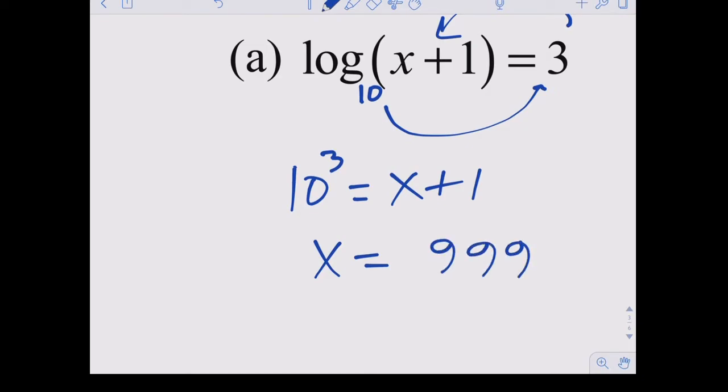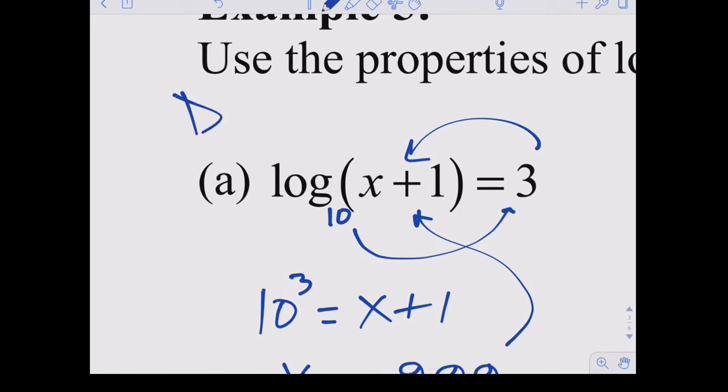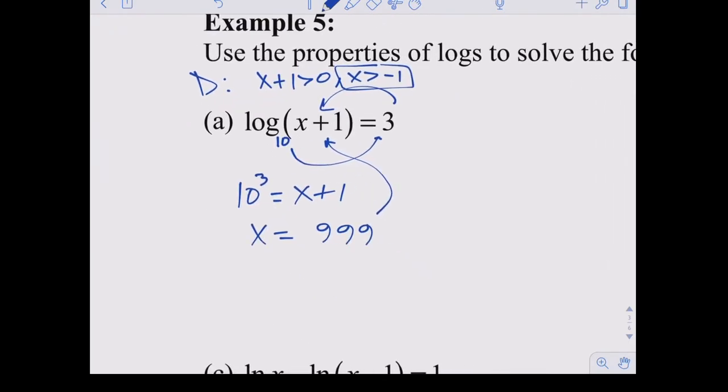Now, you want to make sure that it works. When you convert the problem, you need to make sure it works. Plug in 999 plus 1. Is that a positive number? Yeah. In fact, if you want to find the domain of the log equation before you start, take your argument, x plus 1, and say it has to be greater than 0. And now you know that all your solutions have to be greater than negative 1. And, of course, 999 is greater than negative 1. So it works.